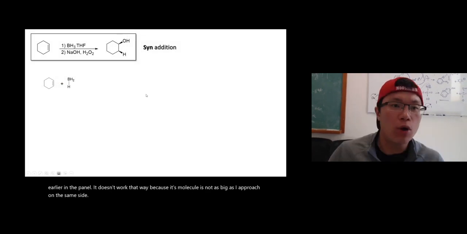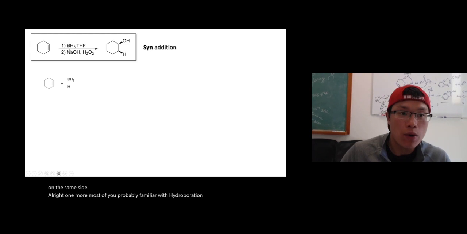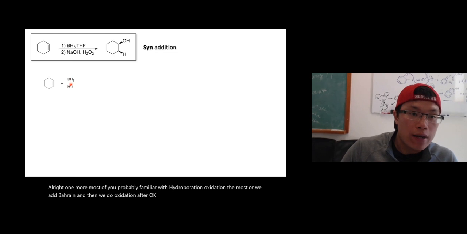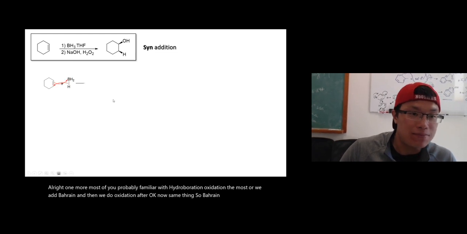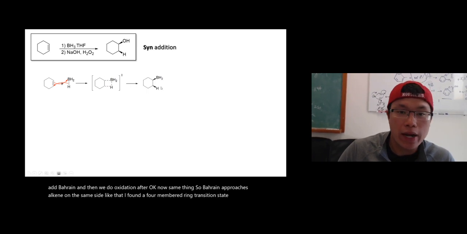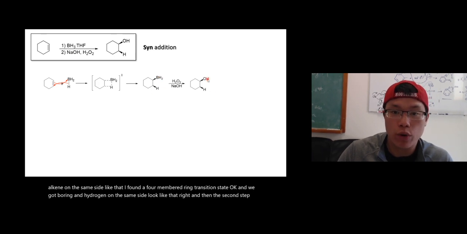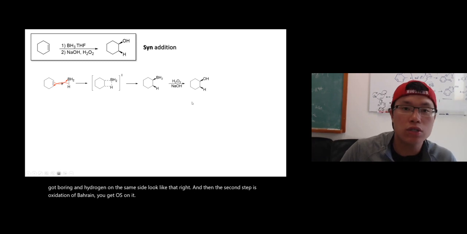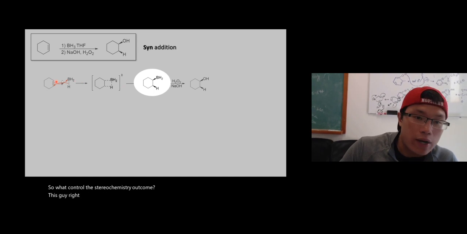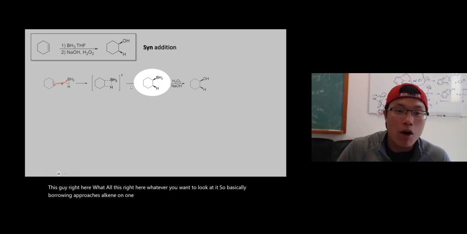One more. Most of you are probably most familiar with hydroboration-oxidation. We add borane and then we do oxidation after. Same thing: borane approaches the alkene on the same side like that, through a 4-membered ring transition state. We get boron and hydrogen on the same side, and then the second step is oxidation of borane to get OH on it. So what controls the stereochemistry outcome? Borane approaches the alkene on one side, not on the opposite side.